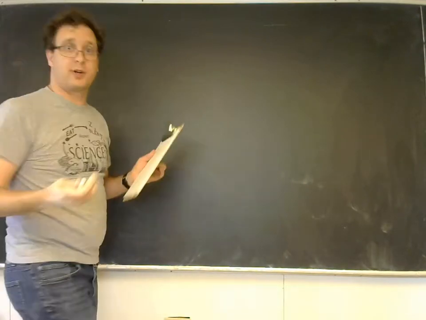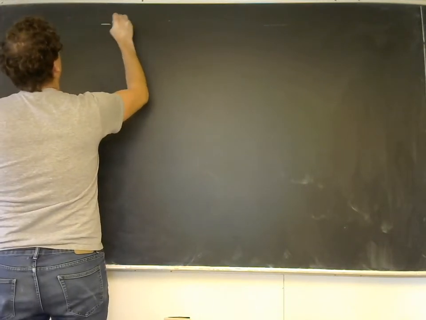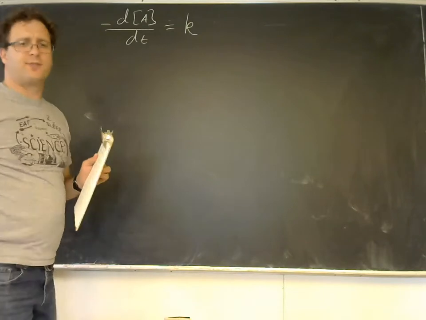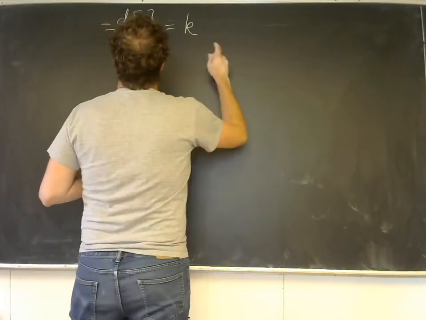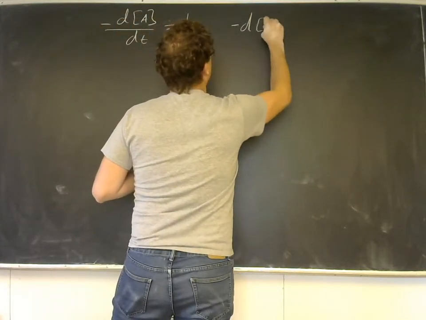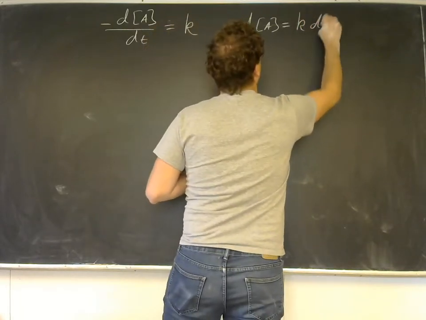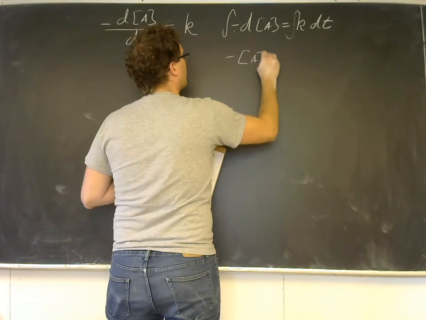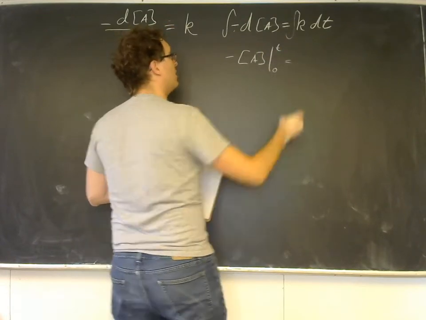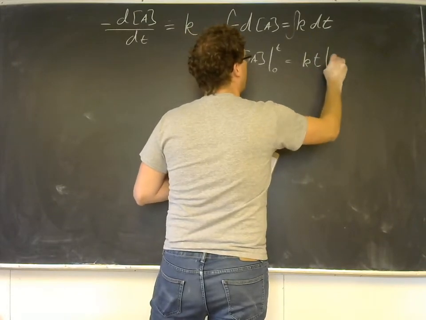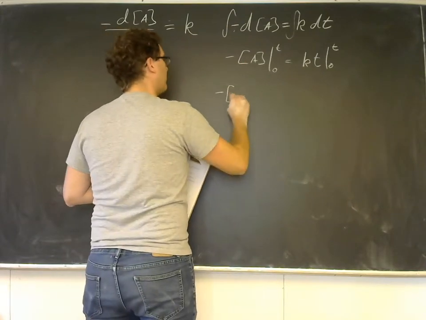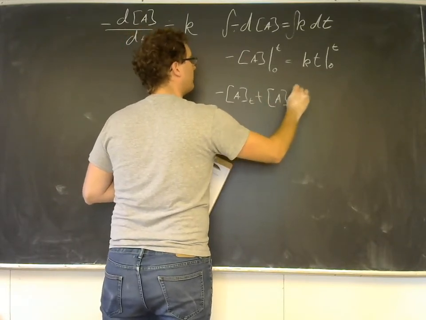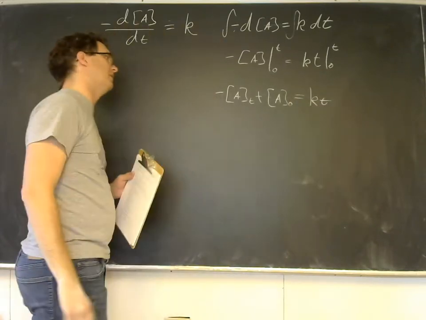How about for zeroth order kinetics? Here we're going to have the rate of negative d concentration of A over dt. That's going to equal just K. For zeroth order kinetics, it's just K. And so what we'll get is negative d concentration of A is equal to K dt. Integrate both of those, and you end up with negative concentration of A evaluated over an interval is going to equal Kt evaluated over an interval. And so we get negative A of t minus a negative, so that'll be a plus A naught, is equal to Kt.